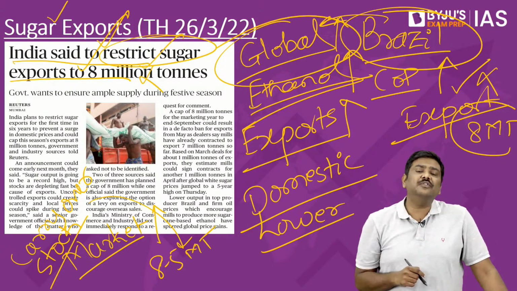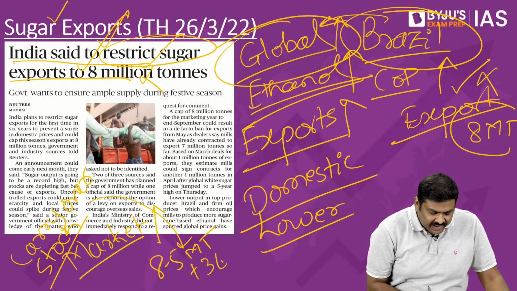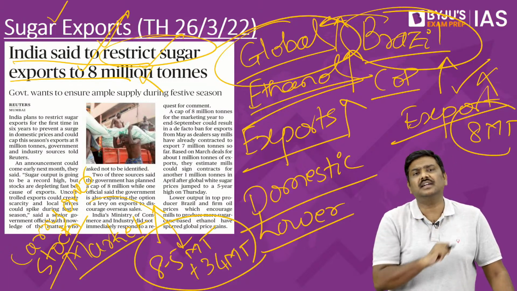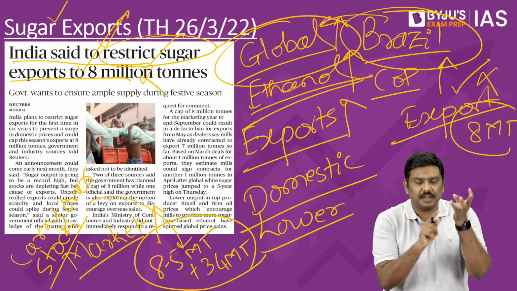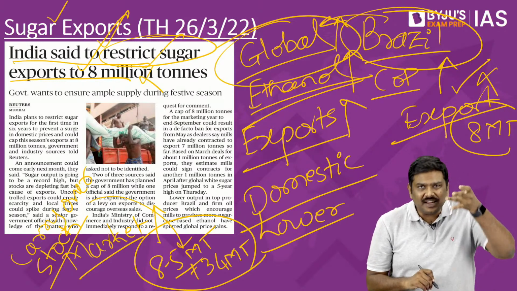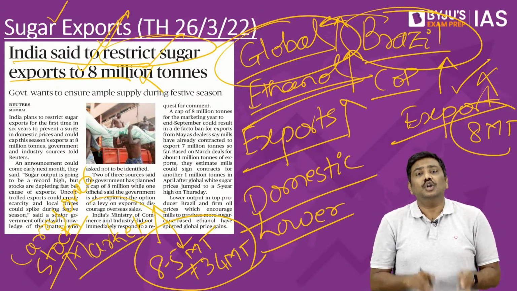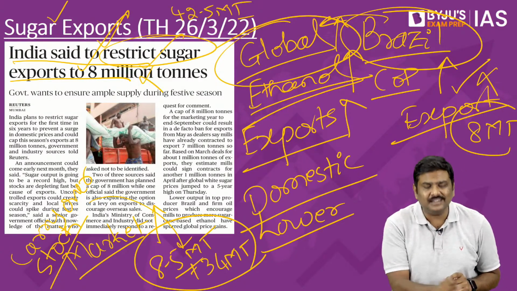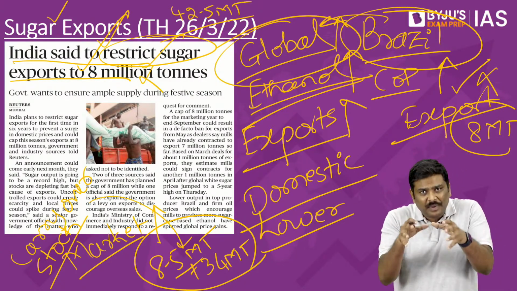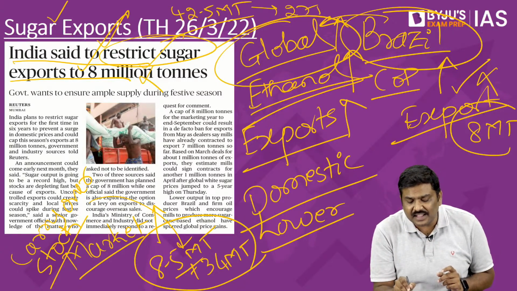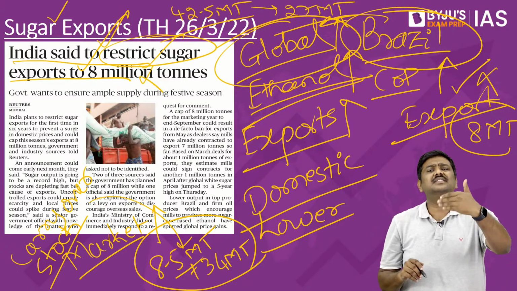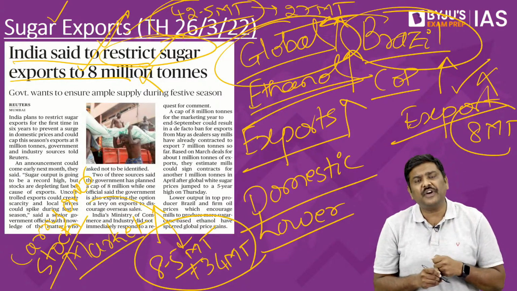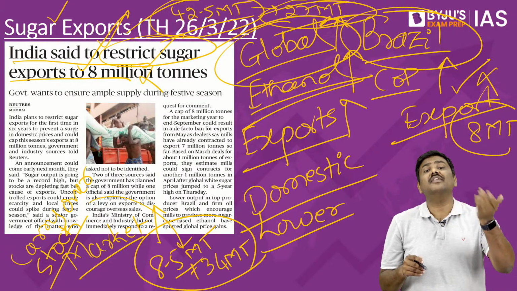To this 8.5 million tons, this year we are expecting sugar production to be very high, that is 34 million tons. So carryover stock is 8.5, production this year is 34, total availability in the domestic market will be 42.5 million tons. And in the domestic market, generally the demand is somewhere in the range of 27 million tons annually. So the total availability of sugar will be 42.5, the demand will be 27 million tons.